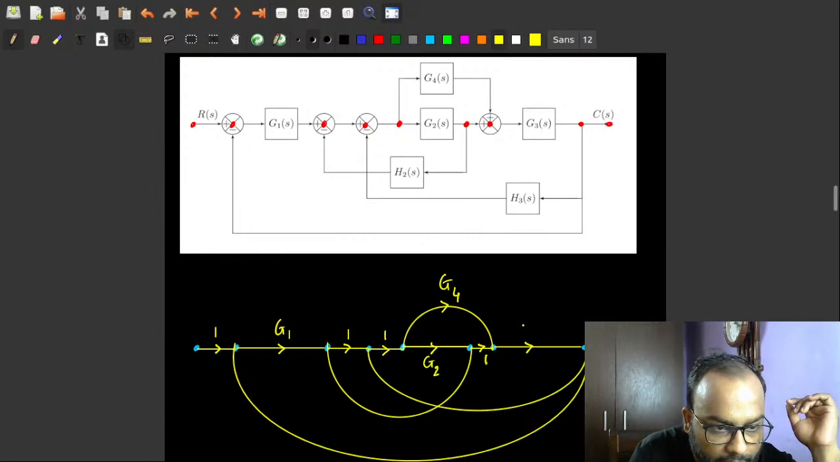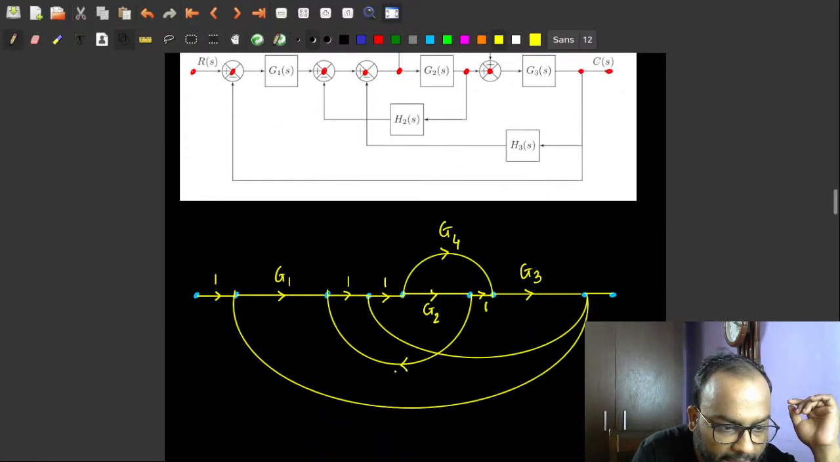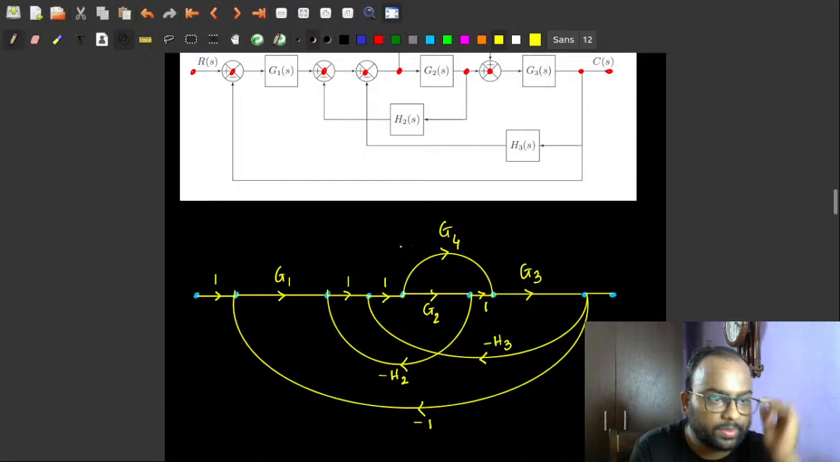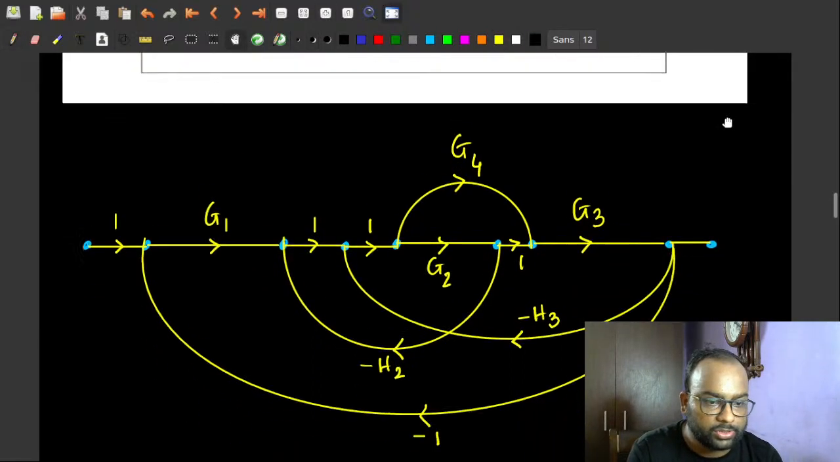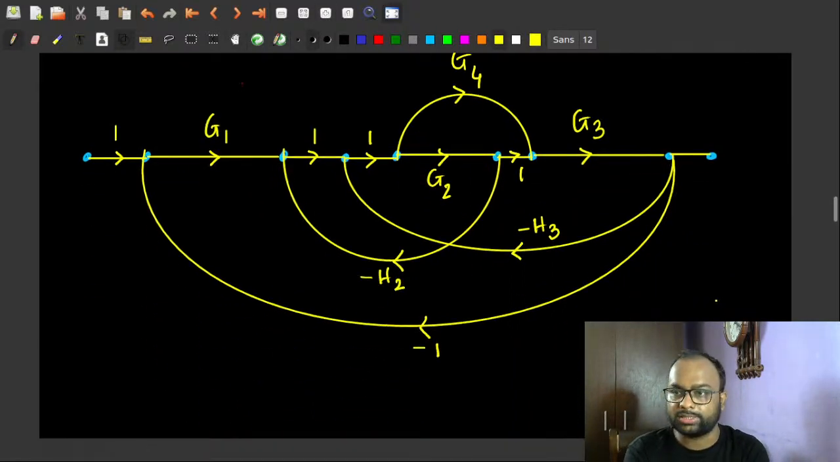Okay, it is G3. It is going back, and that's a negative feedback, so minus H2, and this is minus H3, and this is minus 1. All right, so that's the signal flow graph for this.